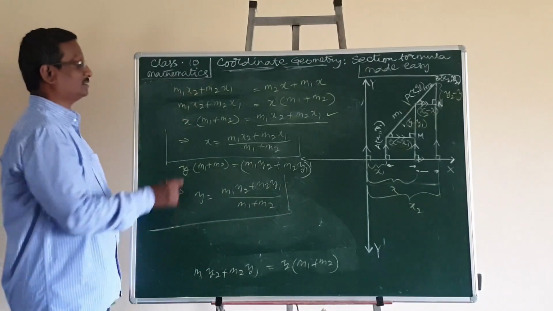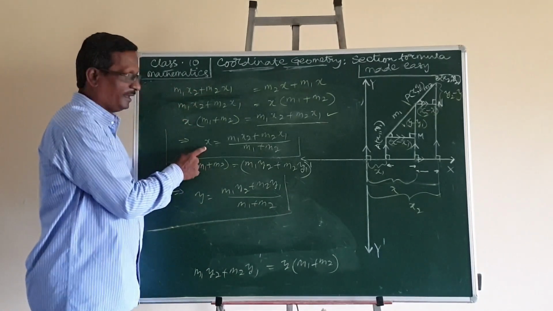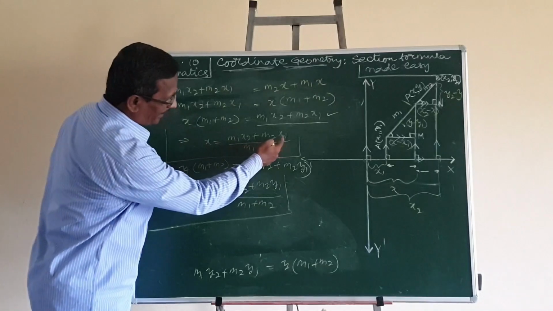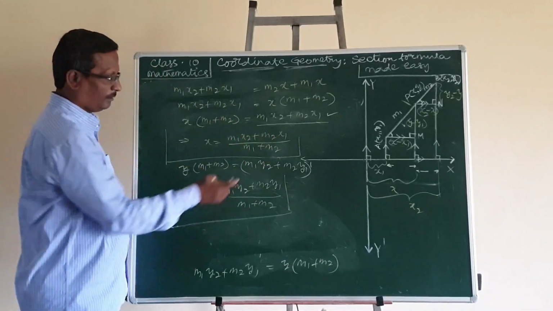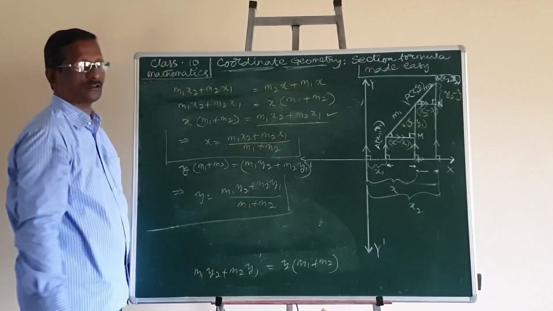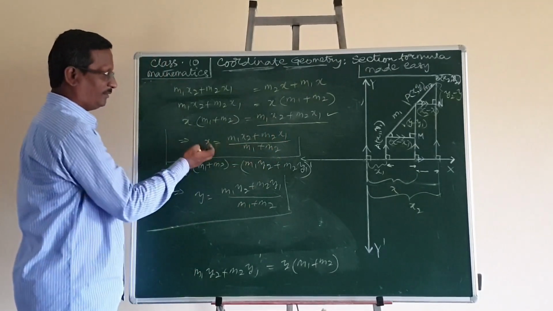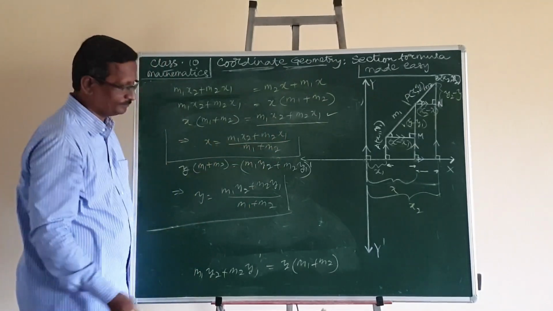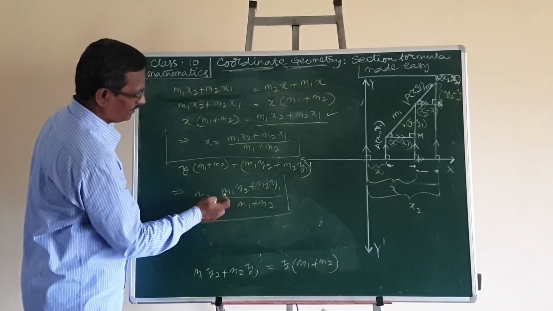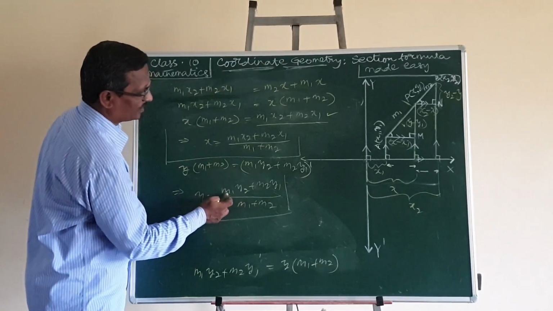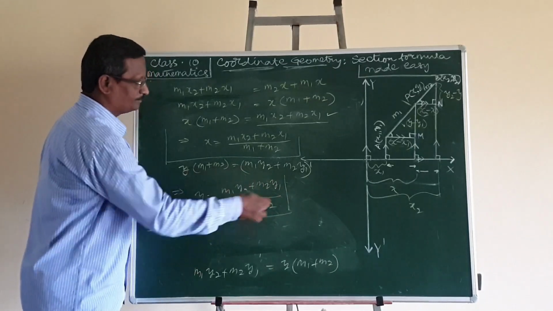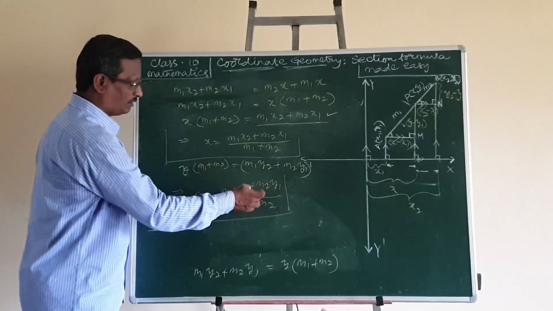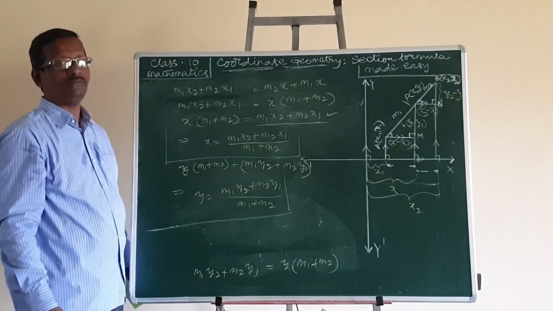Successfully, we got the value of x in terms of x1, x2, m1 and m2. All the values in the RHS are known. By substituting, we will get the value of x. Similarly, for y also, the y value in terms of m1, m2, y1, y2. Therefore, on substituting these known values, we will get the value of y.